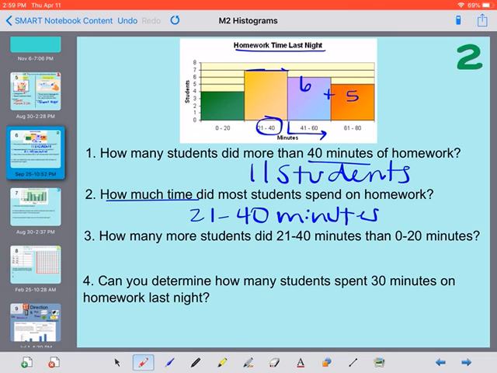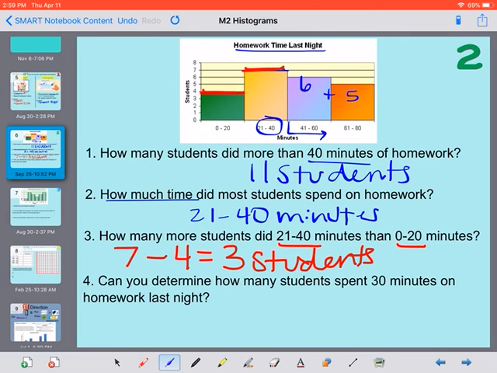The third question, how many more students did 21 to 40 minutes than 0 to 20 minutes? So how many more did this than this? Well, we're just subtracting. 7 in that first category minus 4 in the second category is 3. 3 students.